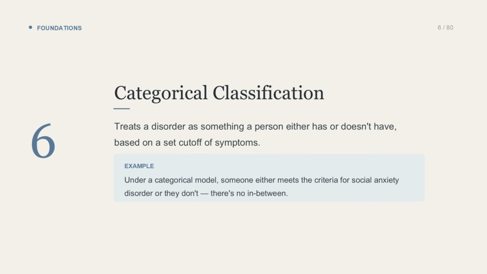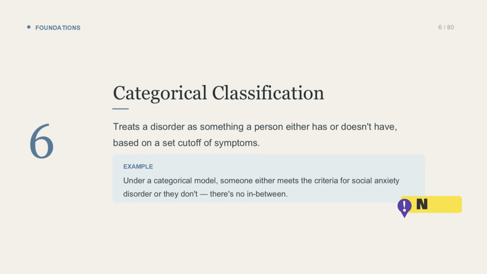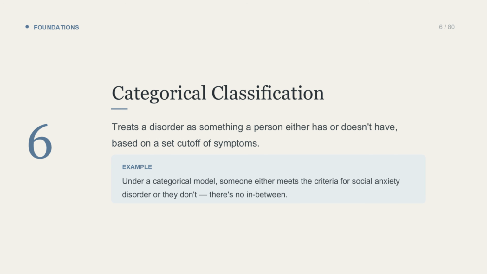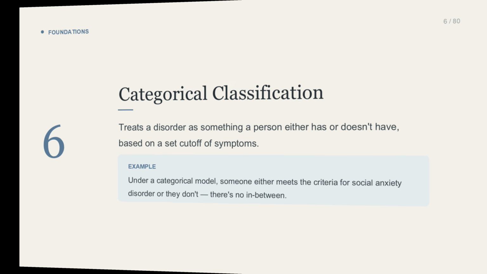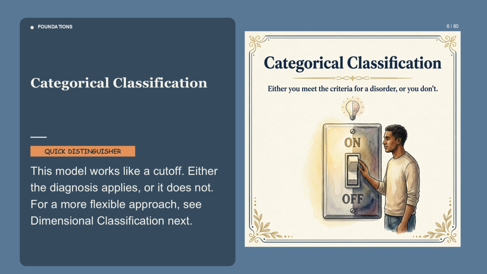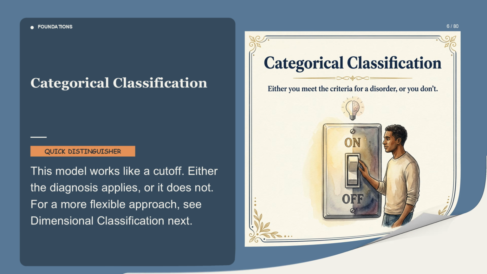6. Categorical classification. Categorical classification treats a disorder as something a person either has or doesn't have, based on a set cutoff of symptoms. For example, under a categorical model, someone either meets the criteria for social anxiety disorder or they don't. There's no in-between label.